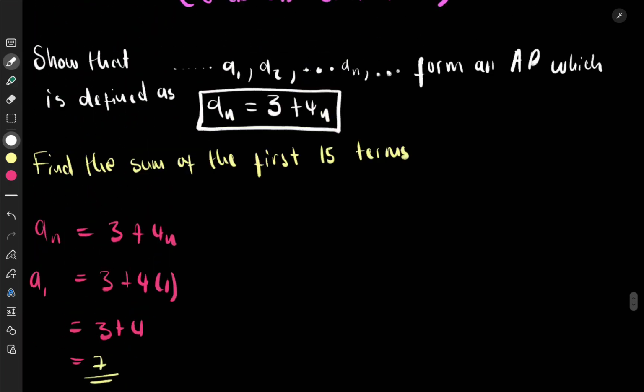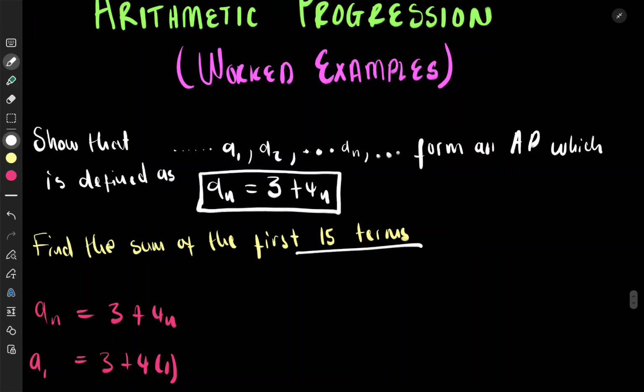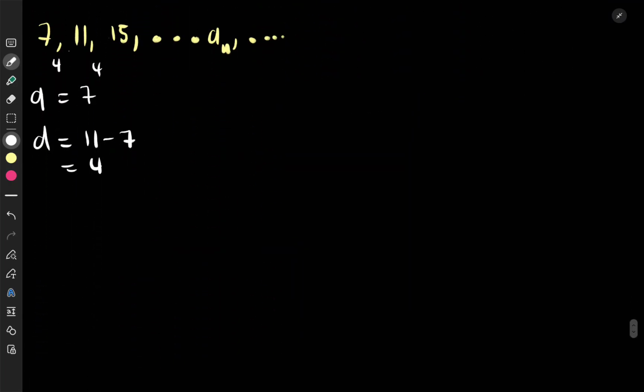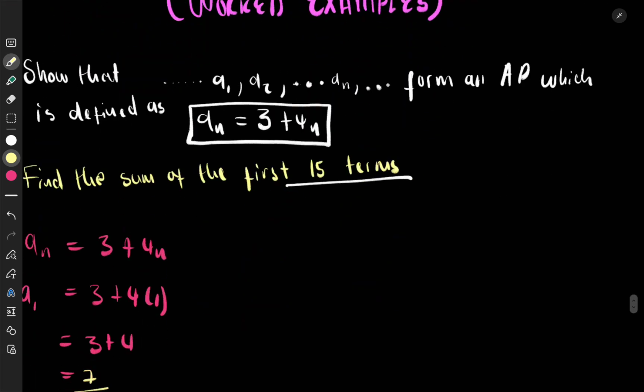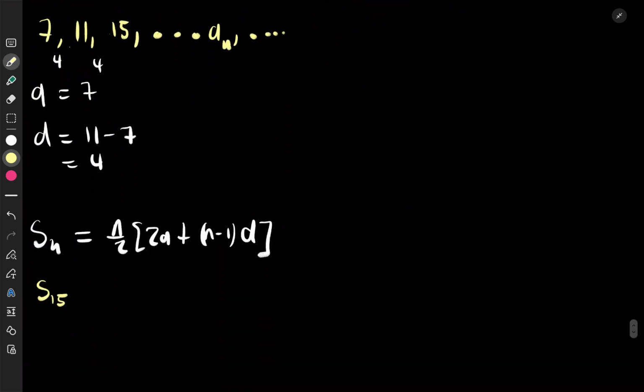And now what they want is the sum of the first 15 terms. So you can now say sum of 15. You first say Sn is equal to n over 2 multiplying 2a plus n minus 1 d. So S of 15, they said sum of the first 15 terms, yes. So it is equal to 15 over 2 multiplying 2a plus 14d, because you always reduce by 1.